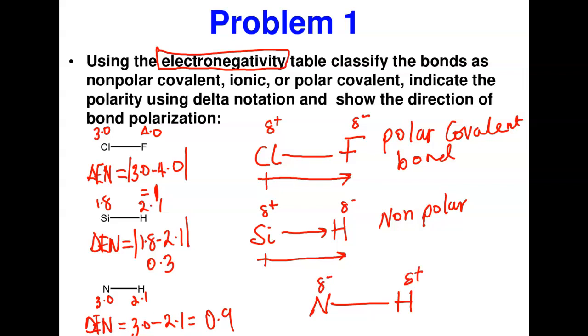And of course, if you look at this one now, the polarization goes from positive to negative. So I'm going to draw my arrow facing this way, and this is a positive sign. Of course, this is what? A polar covalent bond. That is how you solve those problems.